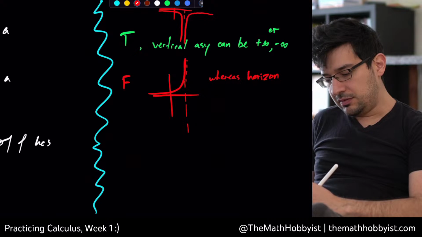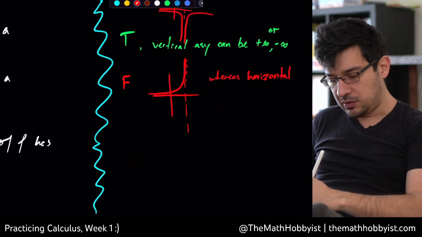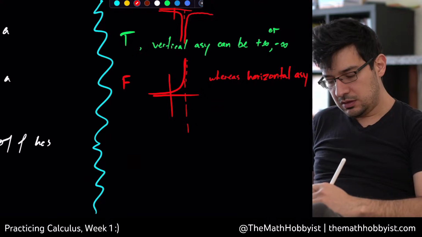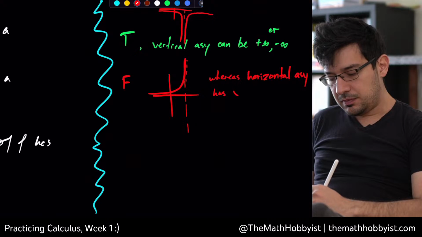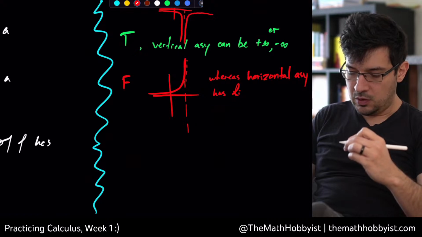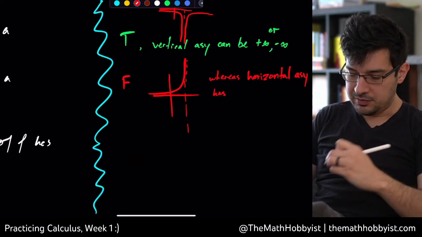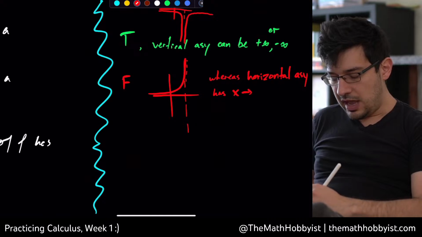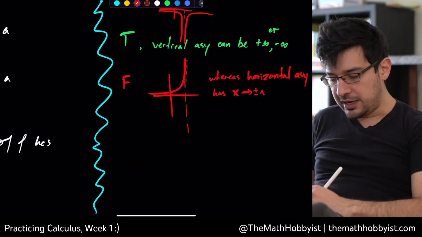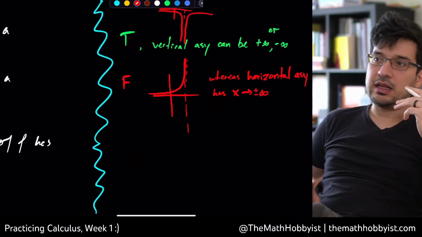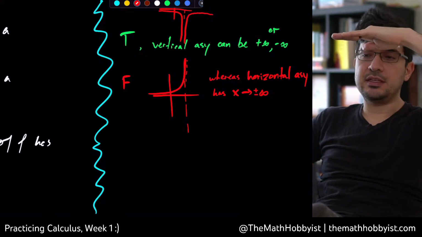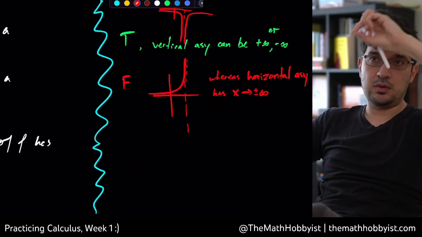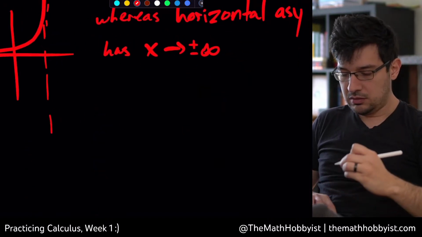Whereas, and let's go a little further and get some extra credit, a horizontal asymptote has x approaching positive or negative infinity. The x value needs to grow without bound, and then the y value approaches one value.